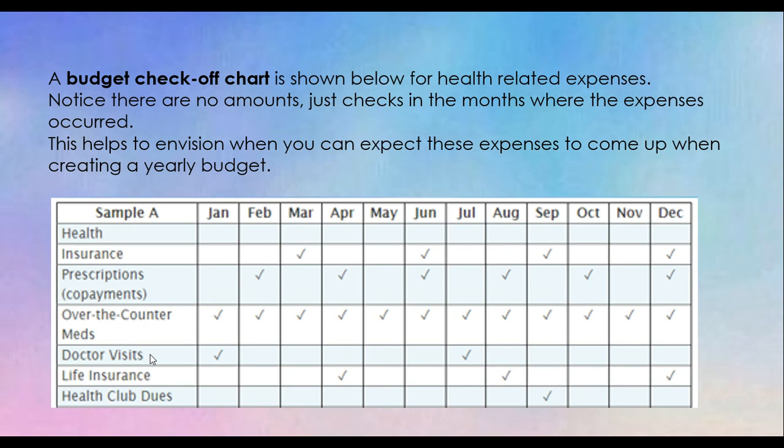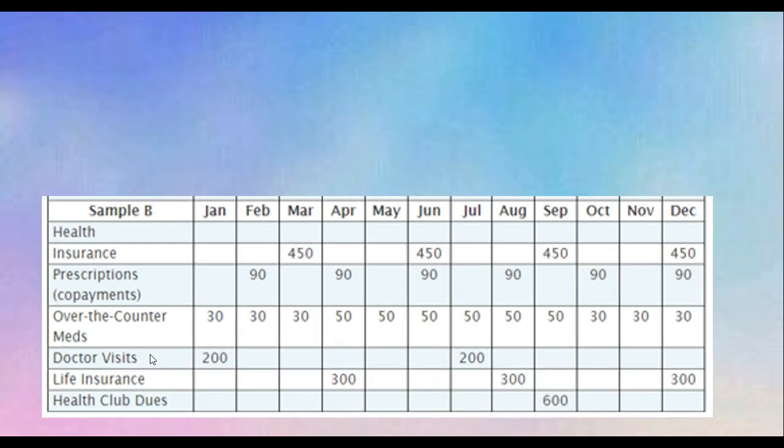But this is the budget checkoff chart. This is one type of budget chart that helps you start to visualize where your money is going out, because you're paying for these costs. You're paying for these expenses.